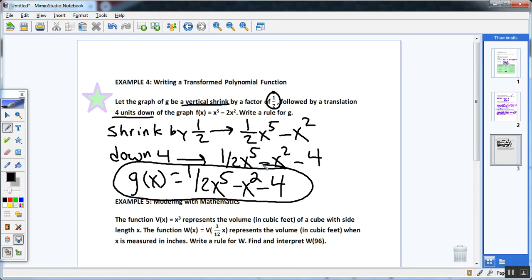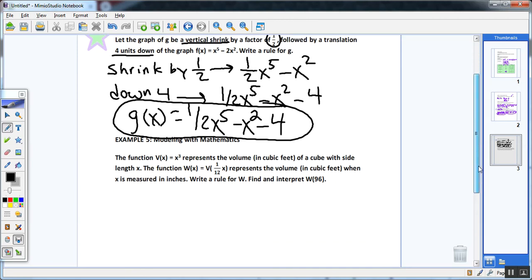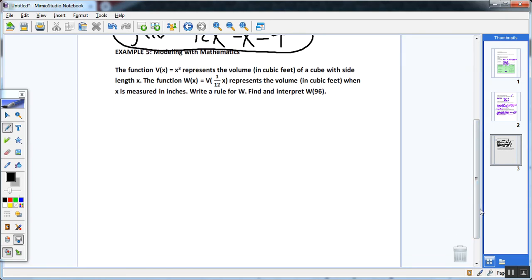Annika, read 5 for me, would you? Let's get this done. The function v of x equals x to the 3rd represents the volume in cubic feet of a cube with side length x. The function w of x equals v of 1/12 x represents the volume in cubic feet when x is measured in inches. Write a rule for w, find and interpret w of 96.